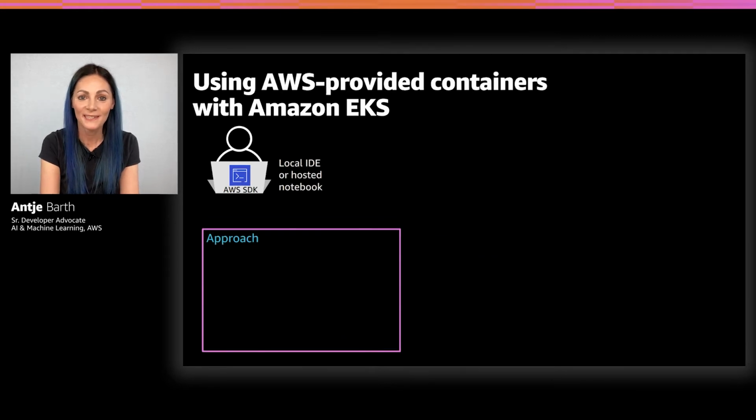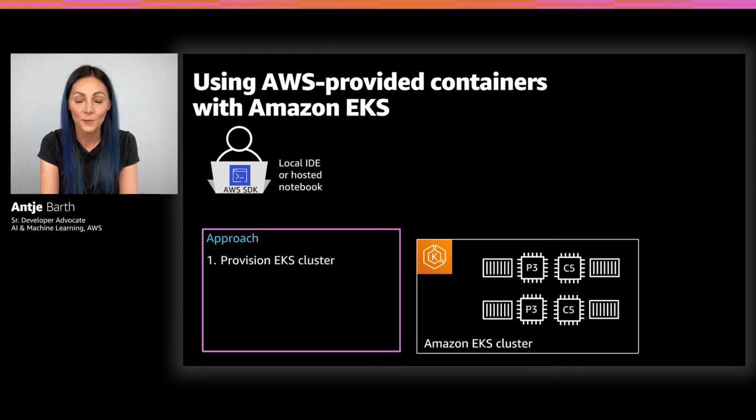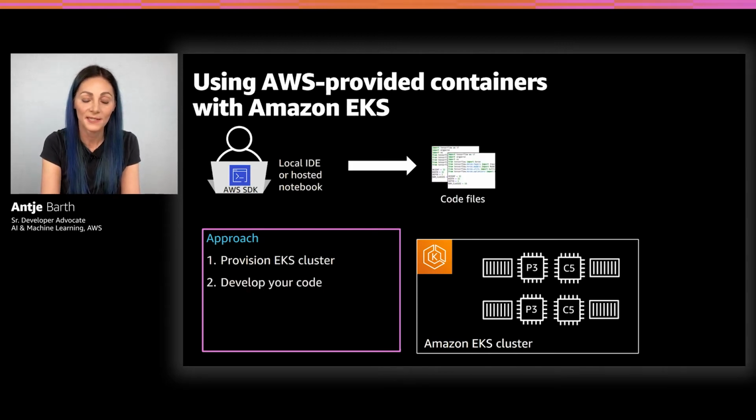All right, maybe that's a little bit too much work. So what you can also do is leverage an AWS provided container. So you can skip the step of building the Docker container yourself. It also starts with an EKS cluster. But now the difference is that you can focus on developing your code, your model training code, your model inference code.